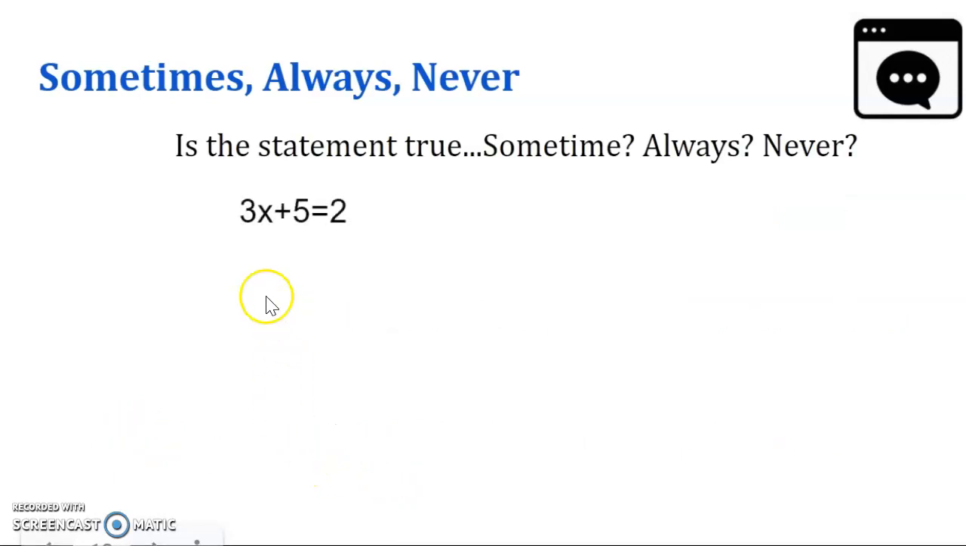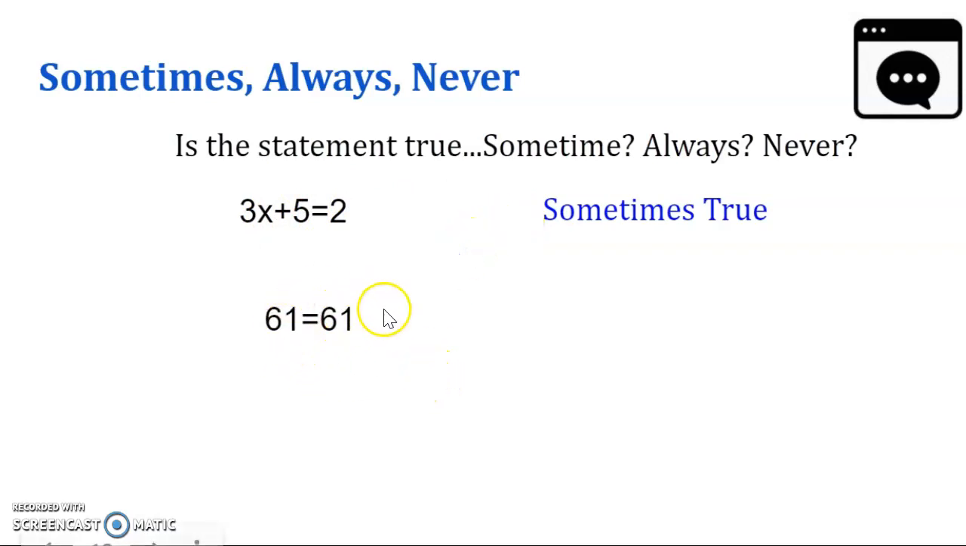Let's keep going. What about 3x plus 5 is equal to 2? Is that sometimes true, always true, or never true? It's sometimes true because when we evaluate x, subtract 5 from both sides, that's negative 3, and then divide by 3. So when x is equal to negative 1, this is going to be true. But if x is any other number, then it is not going to be true. So there is a case that it is true, so it is sometimes true.